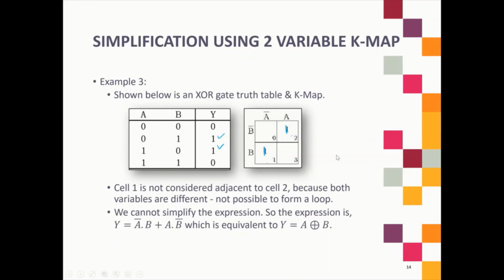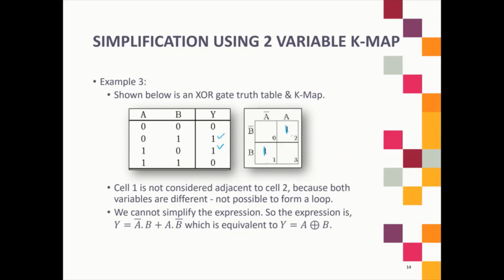You can only loop when the cells are adjacent. That's why you need to understand the concept of adjacent. What is meant by adjacent? Adjacent refers to cells that differ by only one variable. When the cells differ by only one variable, those cells are considered adjacent cells. So for this case, this is not adjacent.